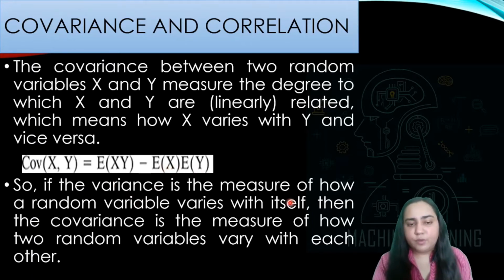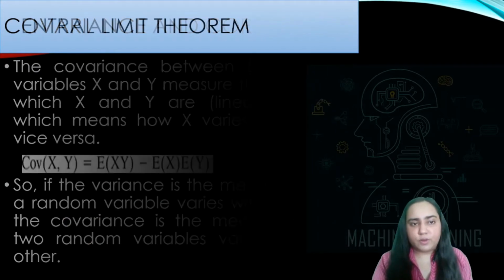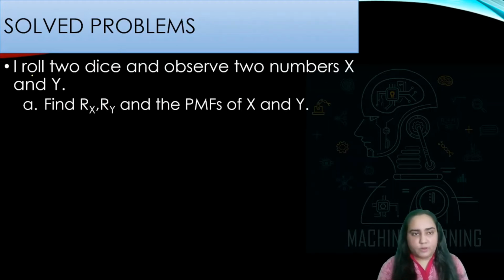So if the variance is the measure of how a random variable varies with itself, then covariance is the measure of how two random variables vary with each other. Okay, so variance is for one variable, covariance is used for two different variables. Now let's solve a problem related to multiple random variables.